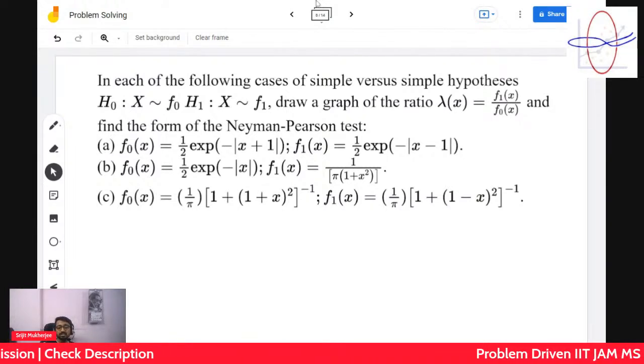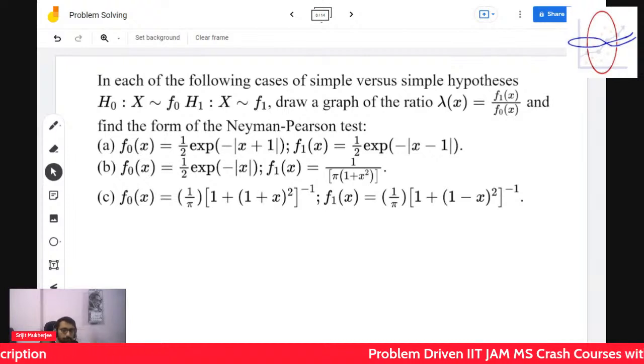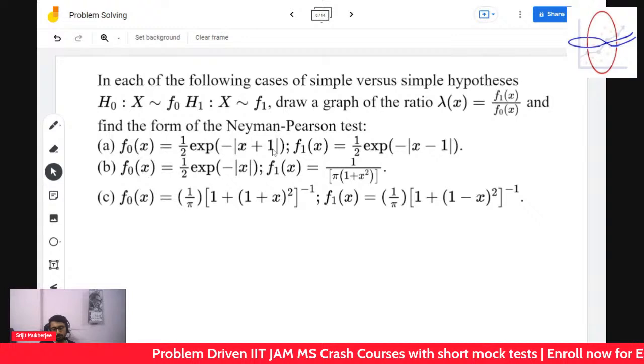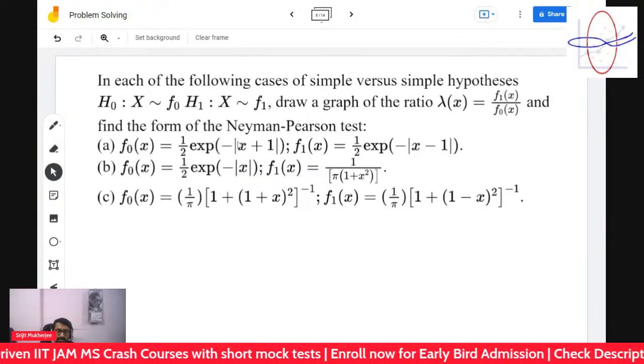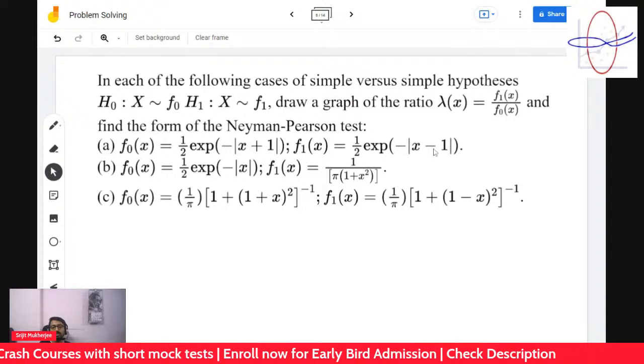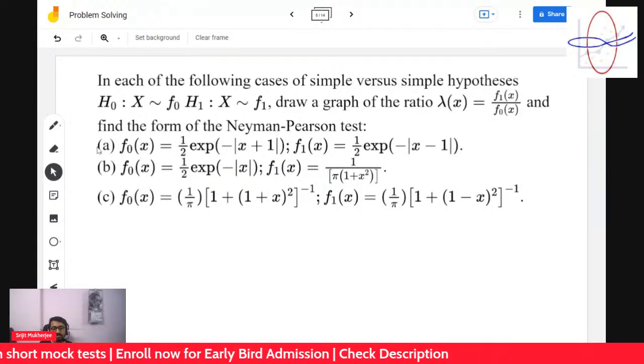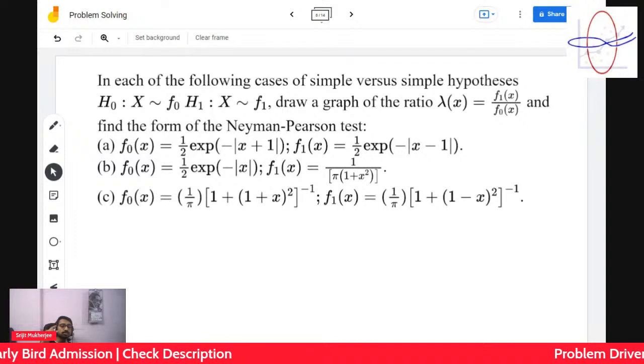It's very easy, guys. Just looking at the problem, can you tell me? It's like shifted double exponential, shifted Laplace. So when we reject it, this has location -1, this has location 1. So when we reject f naught, tell me, when is the value... very easy.